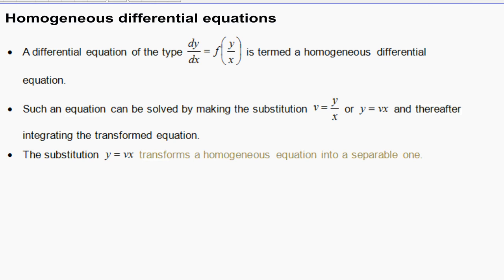Differential equations that are of this type are called homogeneous differential equations, and this can be solved by making a substitution. When you make that substitution, the homogeneous differential equation is transformed into a separable one. And I'll show you how this happens through an example.